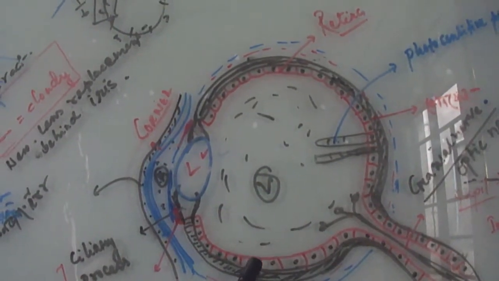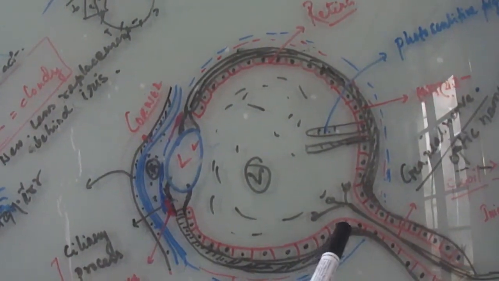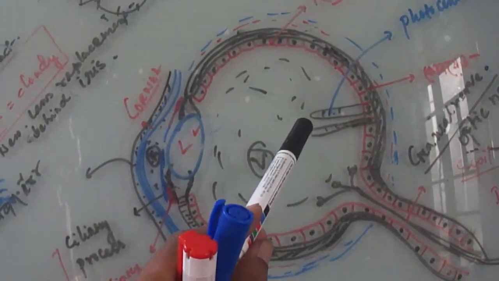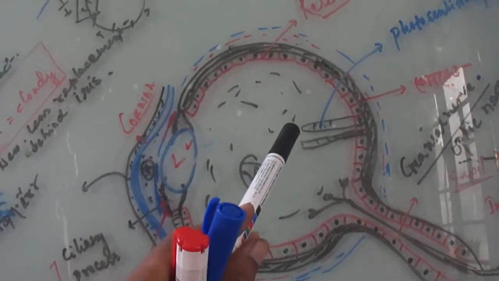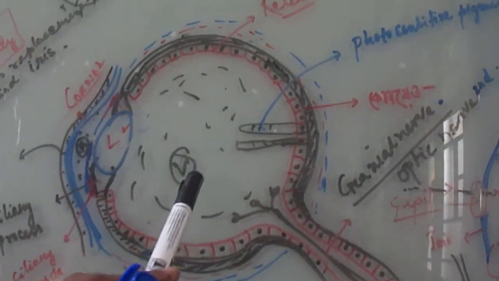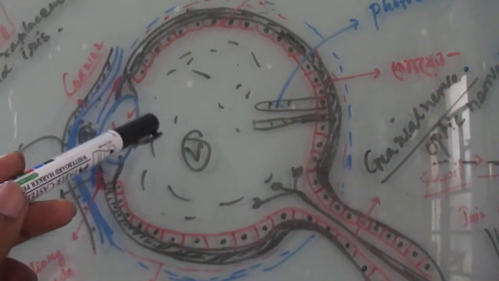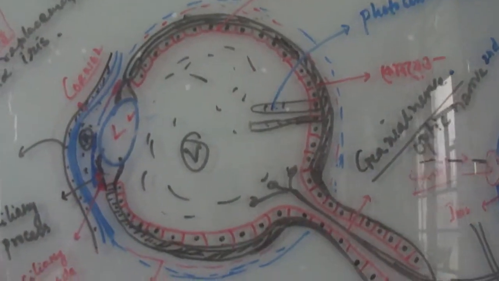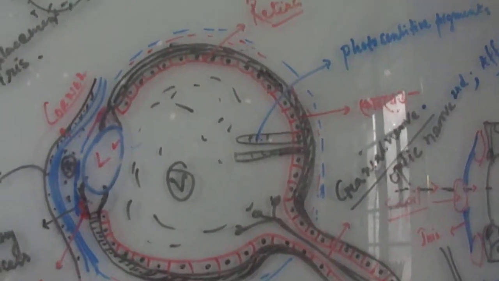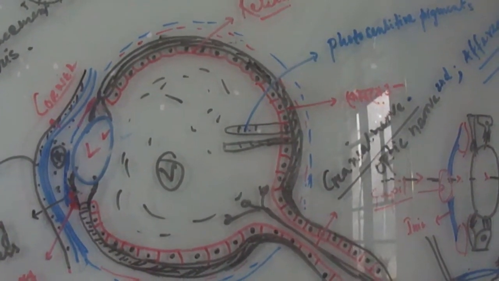So this one from the inside is the retinal layer. You see red, and these are actually a few cells. The cells are rod cells and cone cells. These cells help to transform the light signal into an image. How is it done? Because of the photosensitive pigments present in these two types of cells.